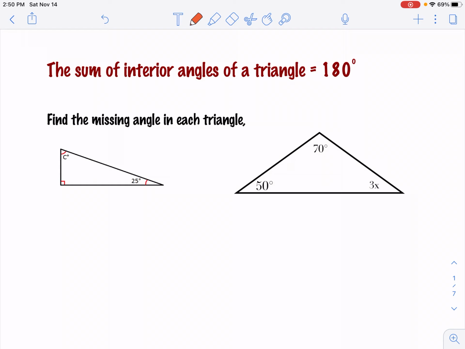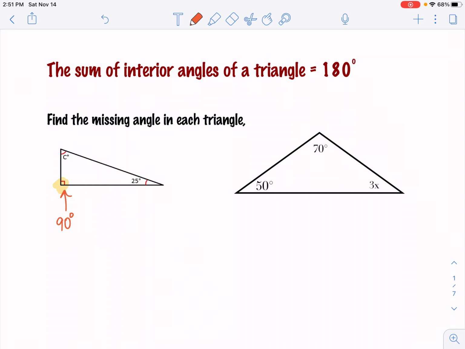One symbol used oftentimes in a triangle is this symbol you see here. When you see this symbol, that means that is a right angle. A right angle is always equal to 90 degrees. So if you see that box symbol in a picture, it is meaning a 90-degree angle.